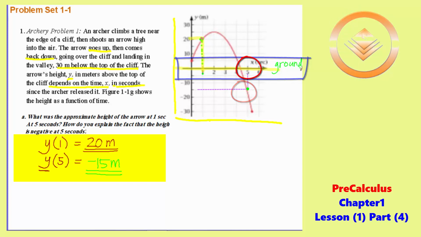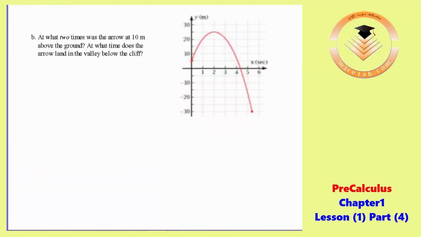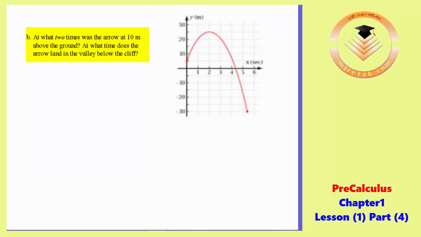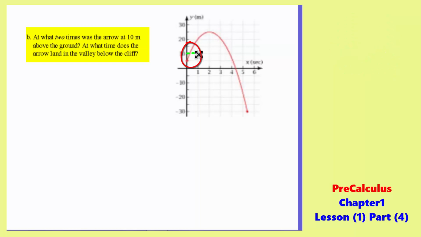Now let us have another question. The same problem, number 1, archery problem 1. Now it's letter B. At what 2 times was the arrow at 10 meters above the ground? So let's look at the height 10 meters. Where is the height 10 meters? It's here. This is 10 meters.